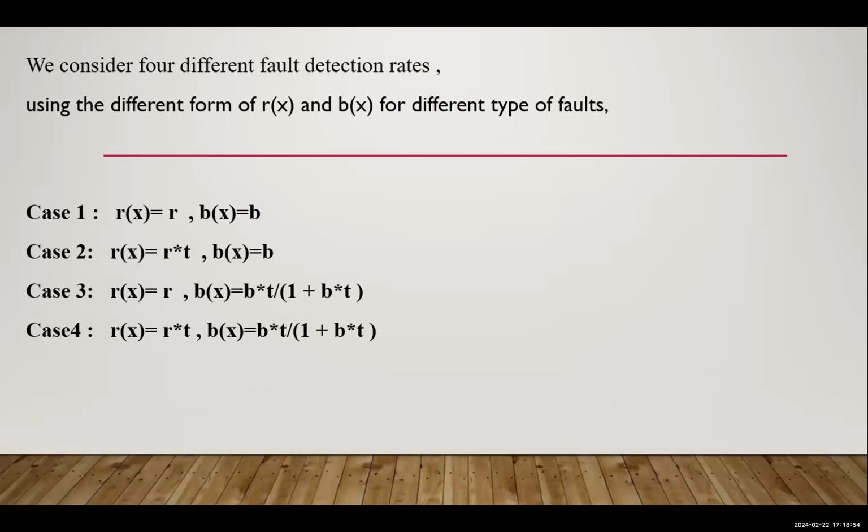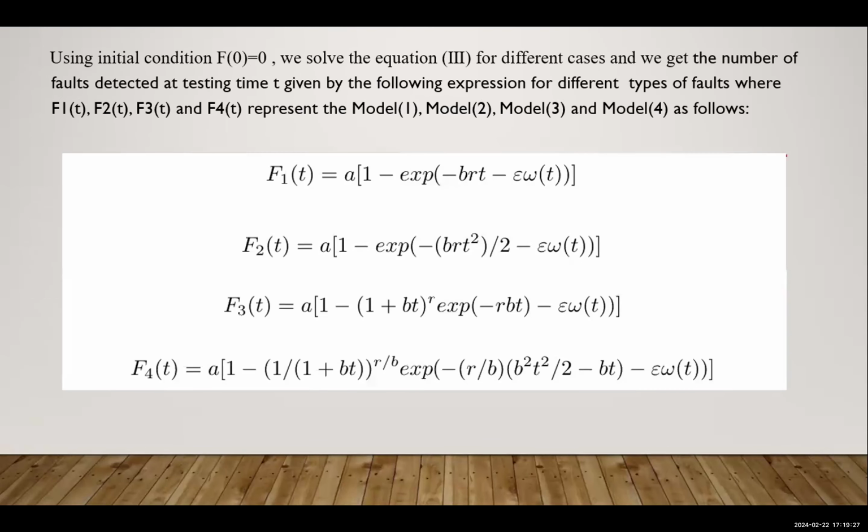Now we propose our model based on four different cases for R(t), which represents the external factor, and B(t), which represents the fault detection rate. In case 1, we assume that R(t) equals R, which is constant, and B(t) equals B, which is also constant. In case 2, we take R(t) as a linear function and B(t) remains constant. In case 3, we assume R(t) equals a constant and B(t) equals a nonlinear function. And in case 4, we take R(t) as a linear function and B(t) as a nonlinear function.